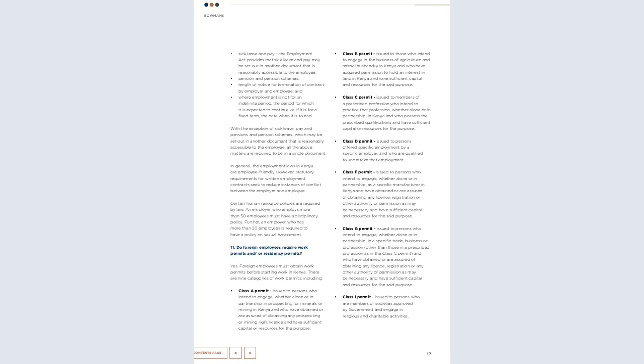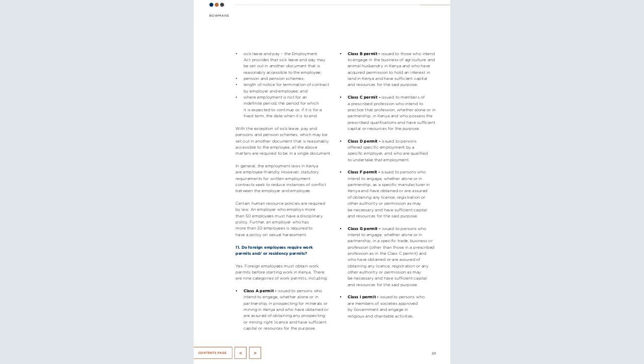So in general, the employment laws in Kenya are employee-friendly, hence written employment contracts are advised to reduce instances of conflict between the employer and the employee. Certain human resources policies are required by law. An employer who employs more than 50 employees must have a disciplinary policy. Further, an employer who has more than 20 employees is required to have a policy on sexual harassment.